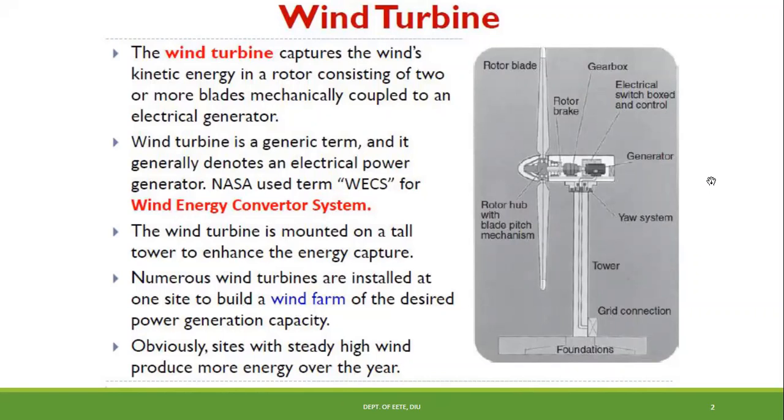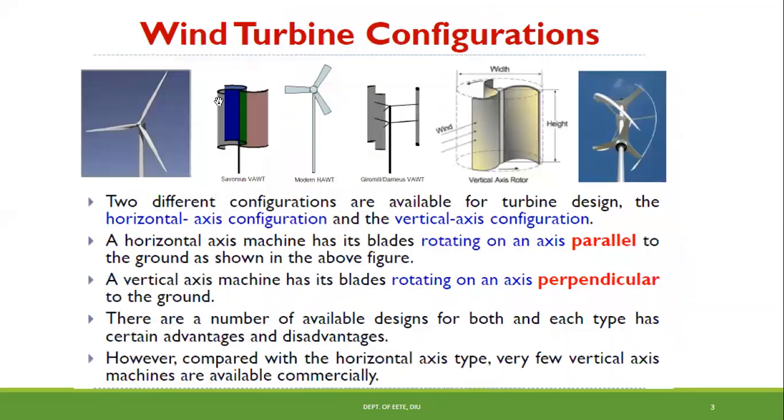So these are the blade connections, and how the blades will be. Some blades are vertical and some are horizontal. So there are two configurations. One is the horizontal axis configuration. In horizontal, you see the basic fan structure, and a different structure is the vertical one, where it goes vertically. So these are different.